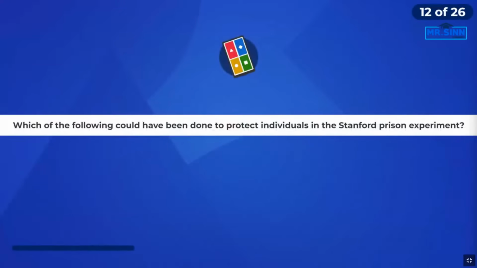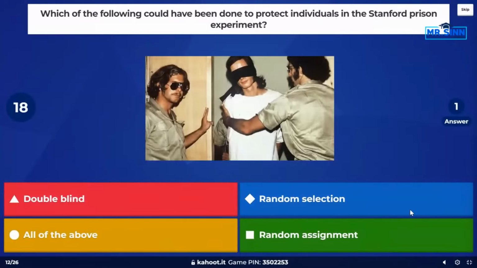All right. Here we go. Coming up, which of the following could have been done to protect individuals in the Stanford prison experiment? What do we got?